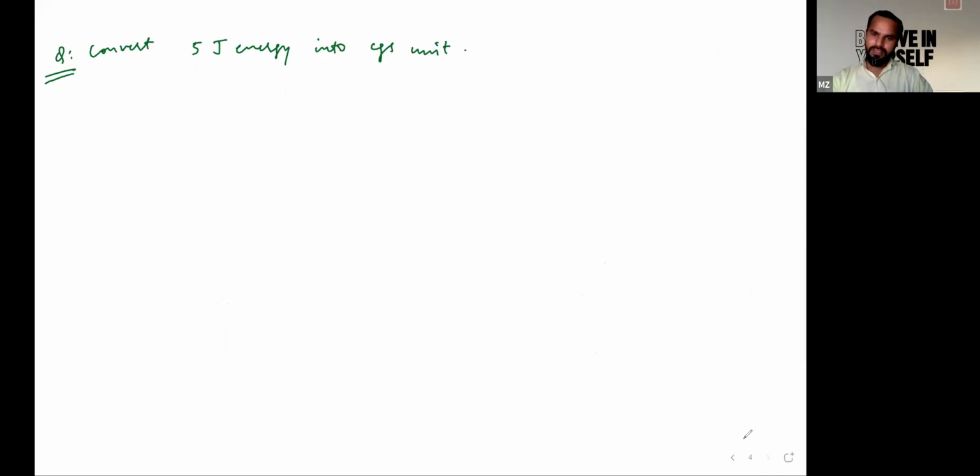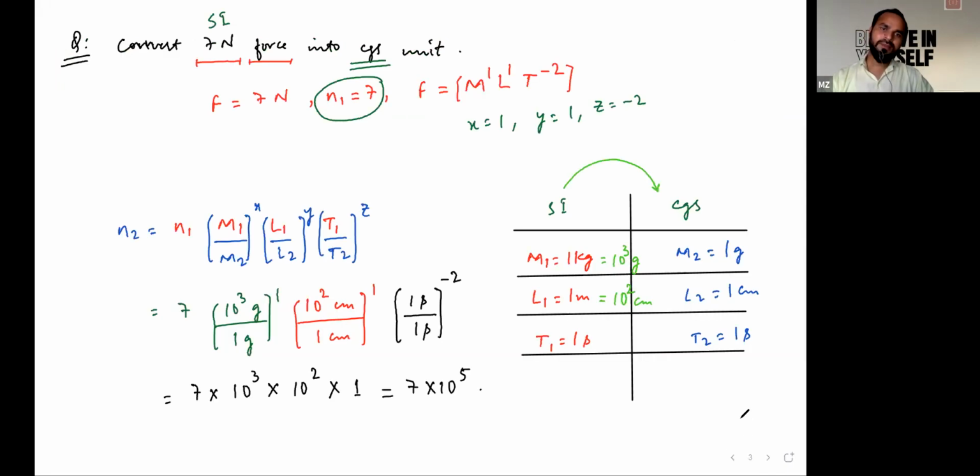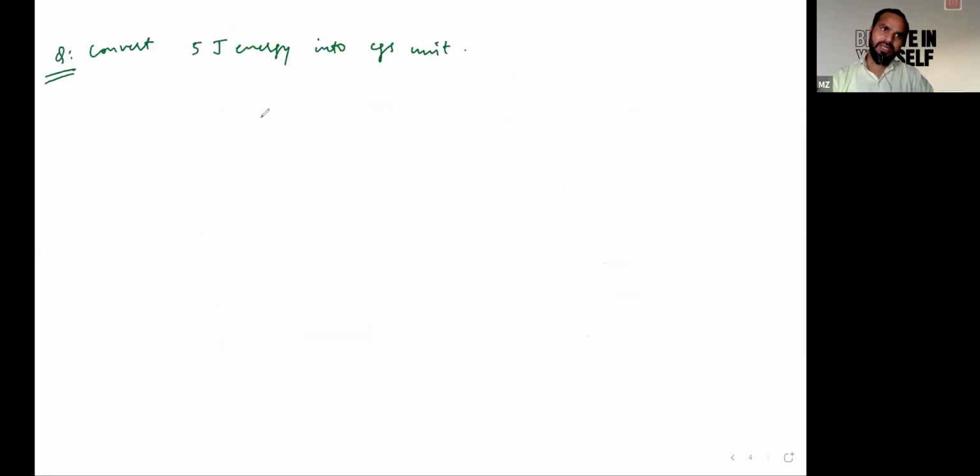Ishan, just check the exponential of L. Here we have force having exponential of L as 1. But here we have energy. So the dimension formula of energy would be M L square T raised to the power minus 2. So M raised to the power 1. So x would be 1, y is equal to 2, and z is equal to minus 2. Now try to solve.